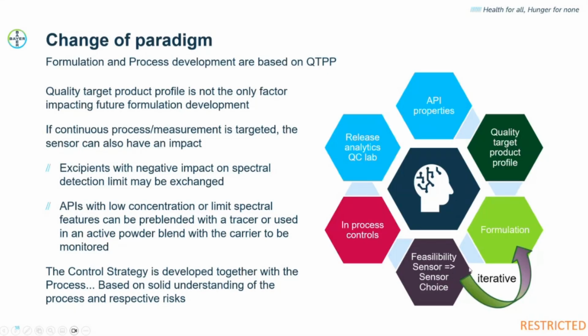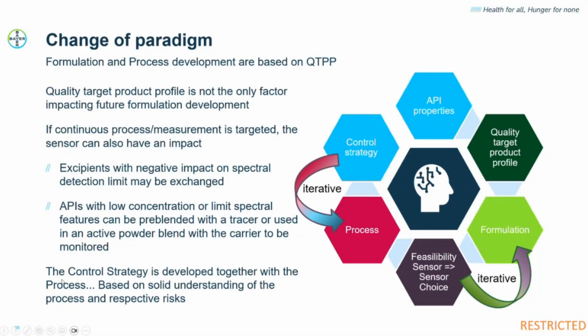We may, depending on the choice of sensor available, need to tweak the formulation. For example, there are excipients which have negative impact on spectral detection limit and may be exchanged. We also can have APIs with low concentration or limited spectral features that can be blended with a tracer or used in an active powder blend, and we just monitor the carrier. So if you have then defined your formulation and your sensor, which is going to track your formulation, you will develop the process, and together with the process, the control strategy. And also that is an iterative process.